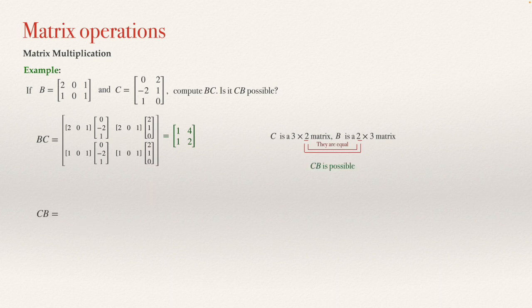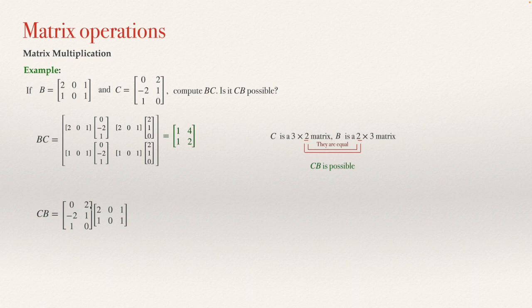Let's find it. So for CB, C will be the first matrix and B will be the second matrix. We'll notice that the result will be a 3 by 3 matrix, as the previous one was a 2 by 2 matrix, because it has 2 rows and 2 columns. So this one will be a 3 by 3 matrix. Anyway, the products will be different.